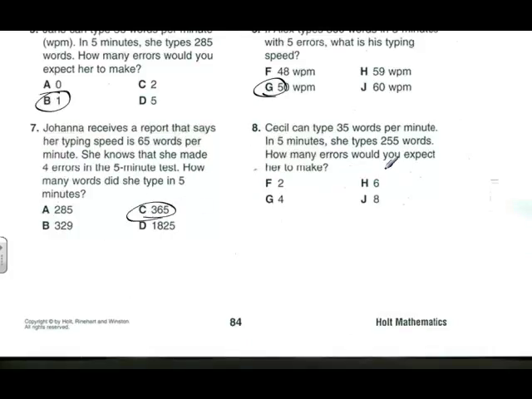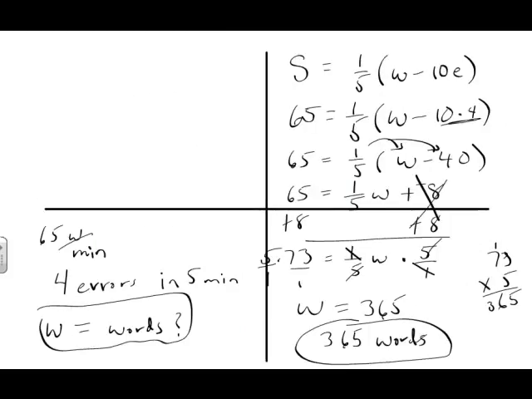Okay, last one. So now we got this dude, he can type 35 words per minute. He's been slacking. And in 5 minutes, he types 255 words. So we could probably assume he had quite a few errors, huh? That's okay. All right, so here's our 4 square. We know the vocabulary. What's our info? 35 words per minute. 255 words.